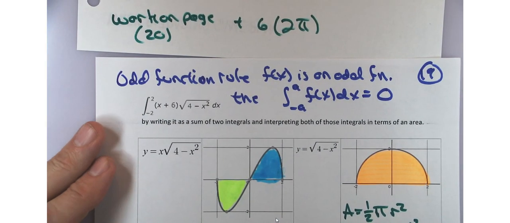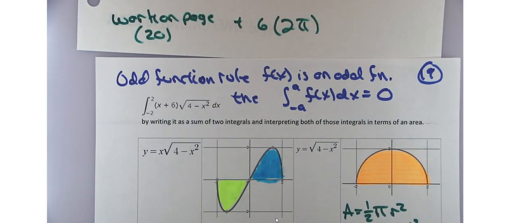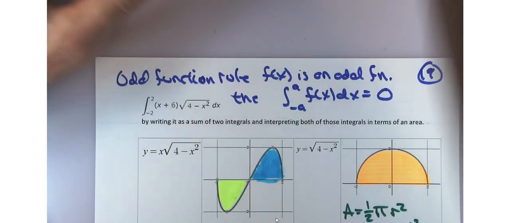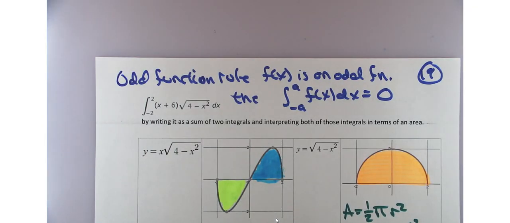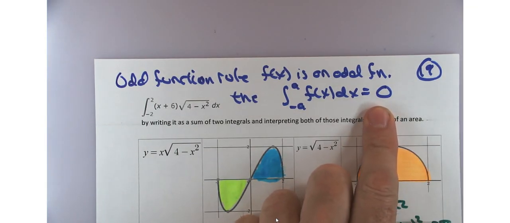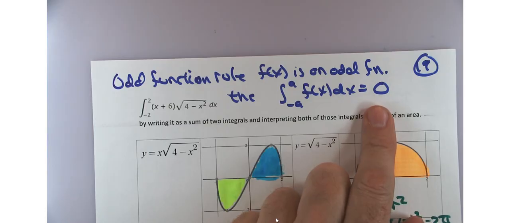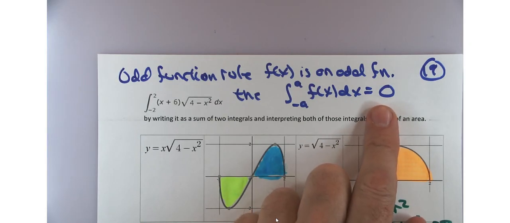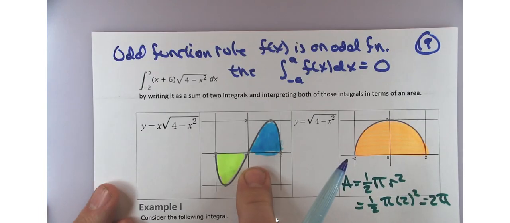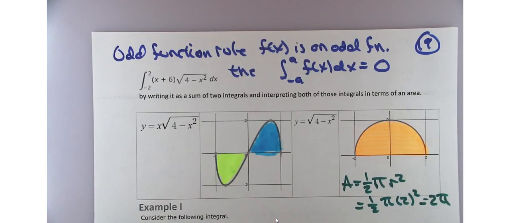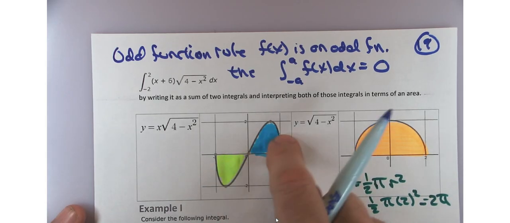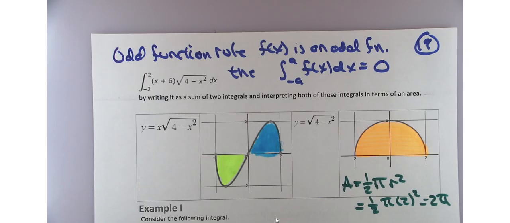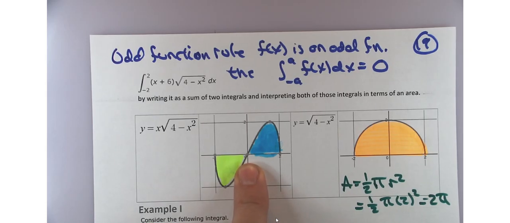Boy, that's a nice time saver if you can spot that on an exam. It doesn't kill you if you miss it. You'll eventually get 0, and then you'll be like, oh, man, I could have saved myself 5-10 minutes worth of work. You'll end up with 0 either way, just like we did right here. So it's helpful to be able to spot odd functions. Odd functions are functions that are symmetric with respect to the origin. And I'll show that in just a minute.